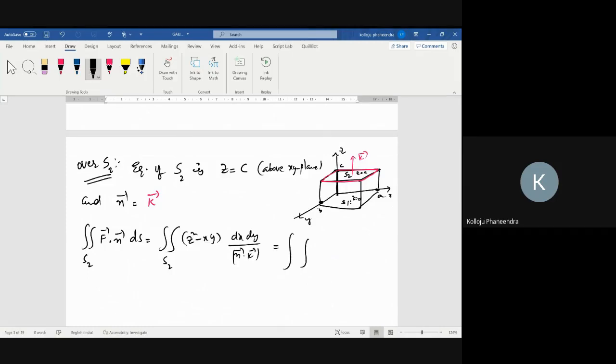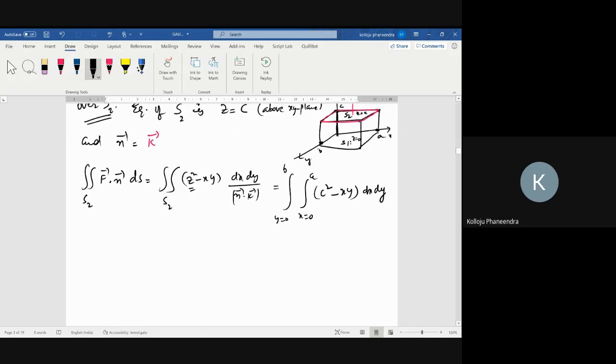So this is the same logic. There is no change here. y equal to 0 to b. Previously z equal to 0 there. Now what is this z value? c. So c square minus xy dx dy.